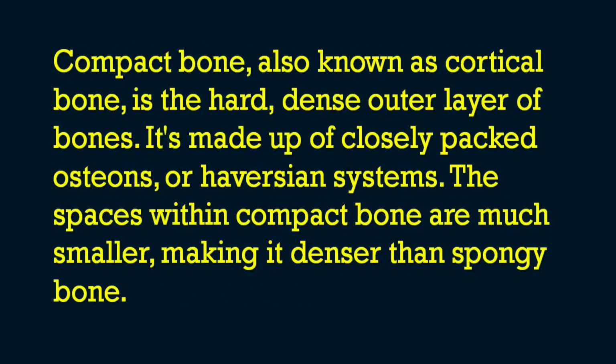What is a compact bone? Compact bone, otherwise known as the cortical bone, is a hard, dense outer layer of the bones, and it is made up of closely packed osteons or the Haversian systems. The spaces within the compact bone are much smaller, making it denser than the spongy bone. So the spaces are very small in this because it is very dense compared to the spongy bone. So that is a compact bone, then the spongy bone.